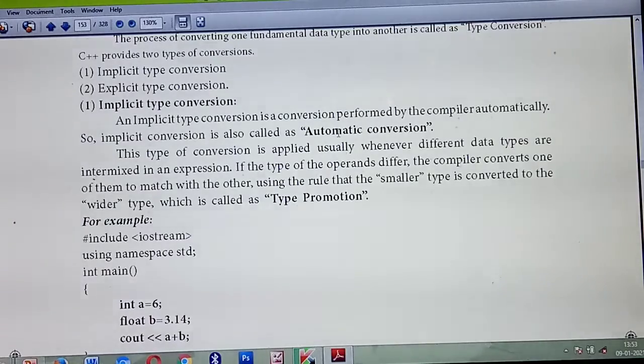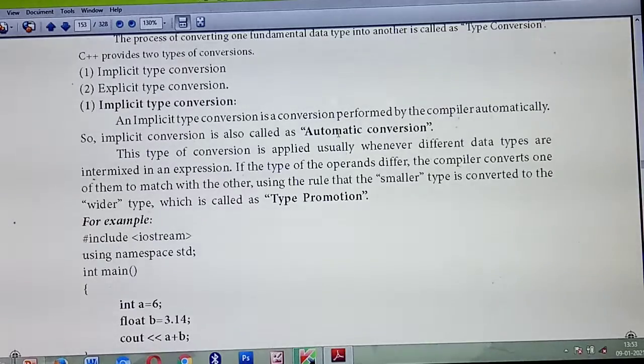Listen. This type of conversion happens when two or three data types are mixed in the same expression. An example is given, and if you see the example you can understand. So when is this type of conversion needed? When two or three different data types are mixed in the same expression. For example, you are going to add three numbers: 5 plus 5.5 plus 6.